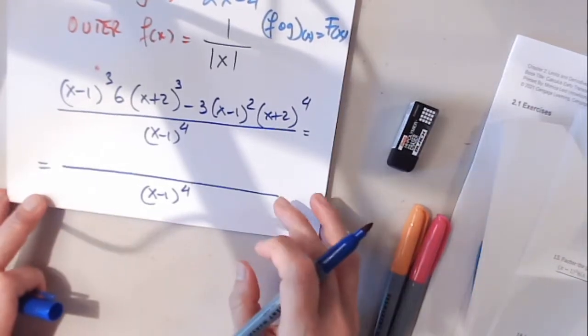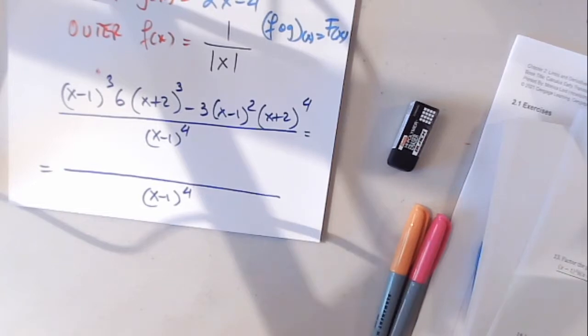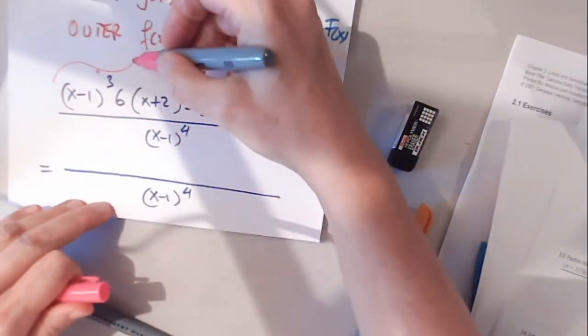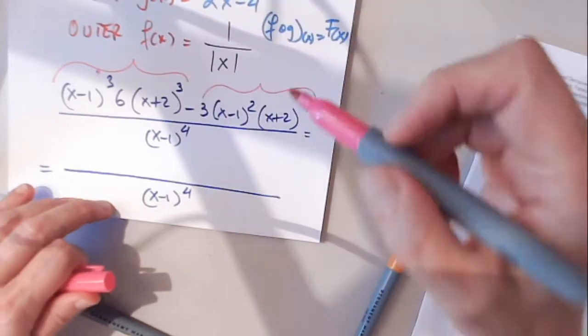How many terms do we see in the numerator? Anyone? 2. Excellent. Thank you. I see 2 terms. Excellent.